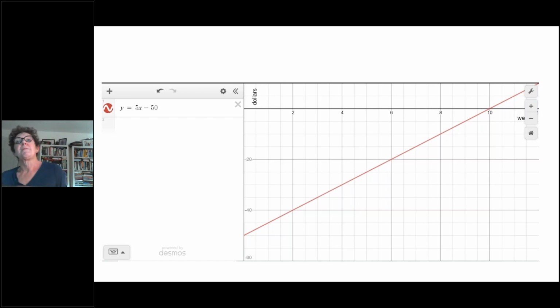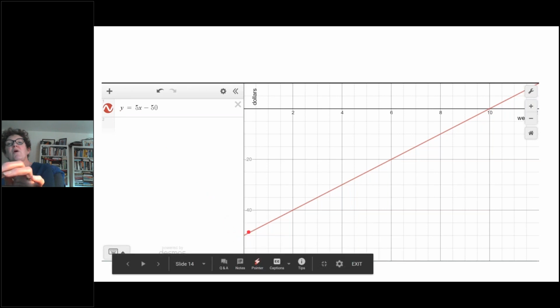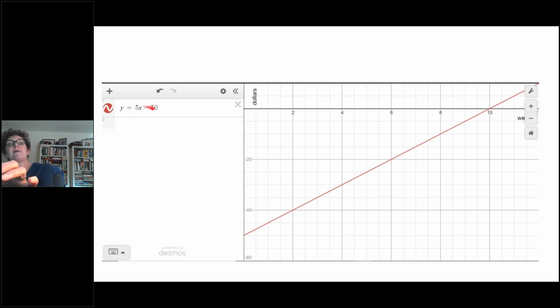But here's my equation, y equals 5x minus 50. x is any point on the line here. Any point, it doesn't have to be a whole number. It could be a fraction. Any point along here is represented by this equation.